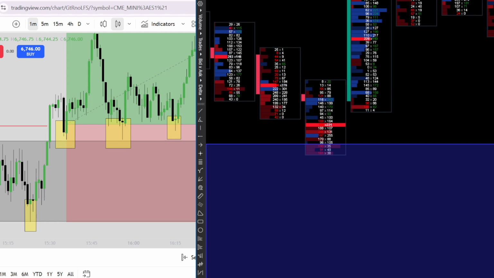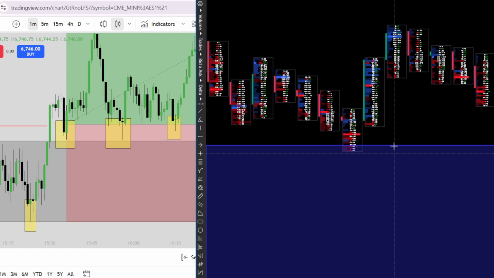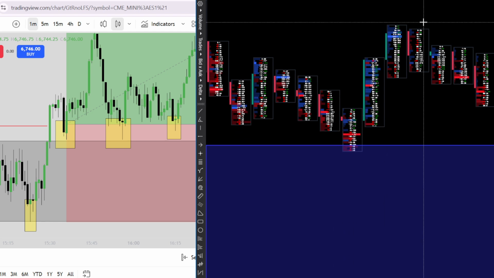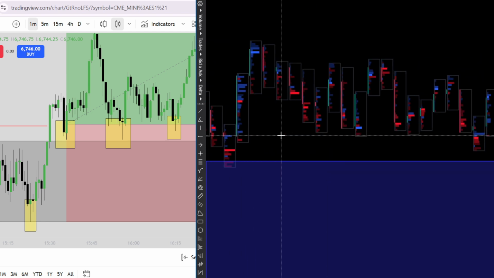And this is the thesis for the whole trade and any buy trade you take. This is the whole thesis, right? You're looking for a key level, an entry, and you're looking for an absorption of aggressive sellers to go long, because this means there's a passive buyer sitting over here.